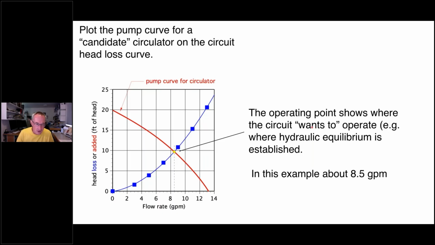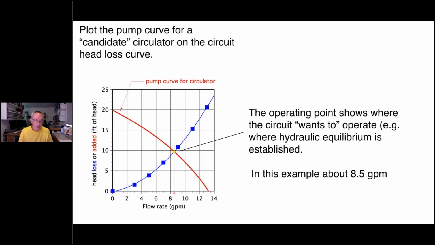And in this case, if we just drop a line straight down, it looks like about 8.5 gallons per minute is where this particular head loss curve, representing a particular circuit, combined with this particular pump curve, representing a specific circulator, this is the flow rate that we're going to get. So we don't have to guess, gee, should we use a 007 or a 009, or a Grundfos 1558 or a 2699? There's no need to guess. We now have quantified it. We've got a picture that will tell us what we're going to get.